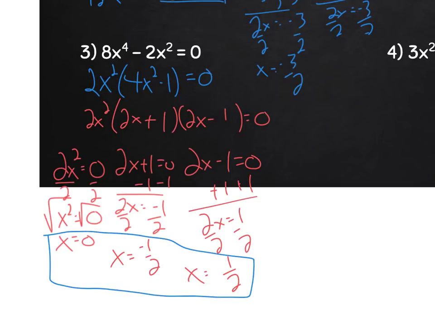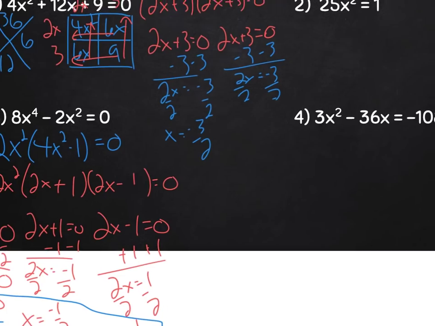X equals 0, x equals negative 1/2, and x equals 1/2. And we'll talk about how many answers you can expect in a little bit. Here, this x equals 0 is actually what they call a double root. And again, when we talk about some graphs and show that, you will see what that means as well.